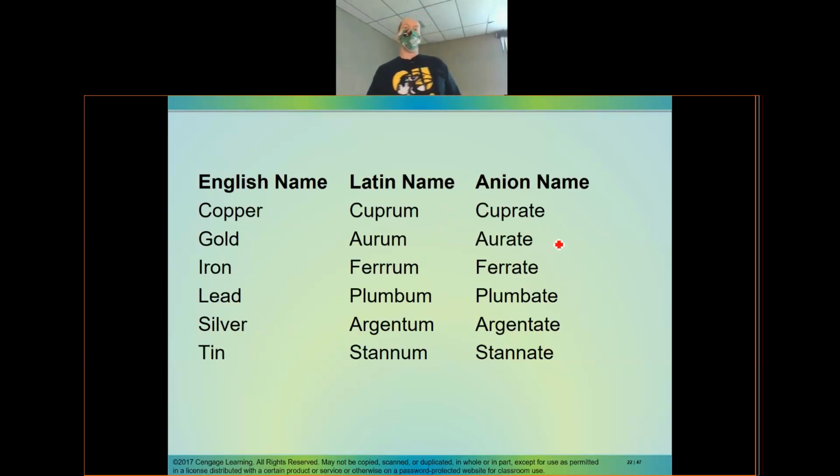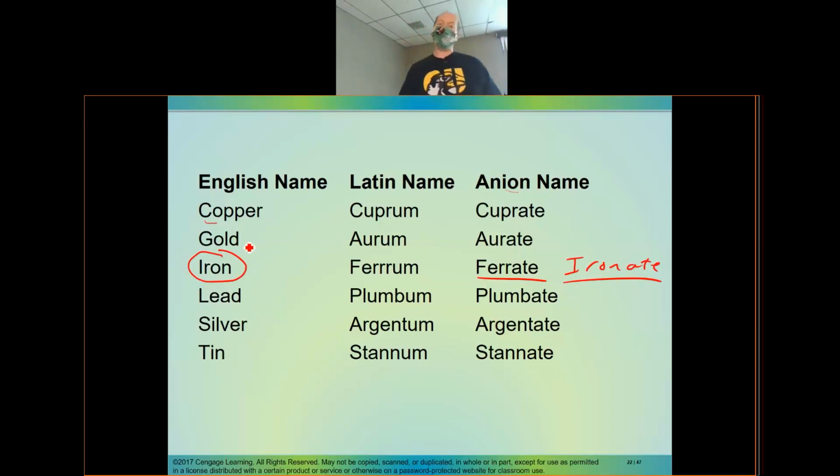All right, so again, if the metal is part of the anion, we did iron. Again, I would accept ironate, ironate would be acceptable, but that is ferrate. Copper, I would again accept copperate, but it is cuprate. Gold is aurate.